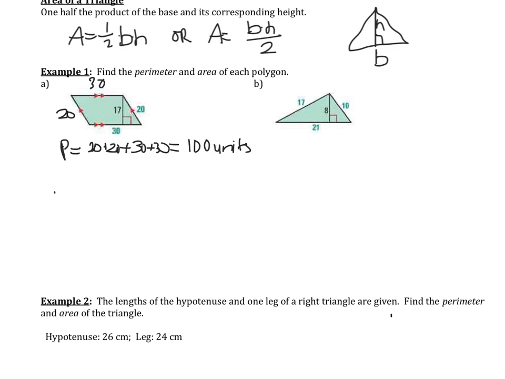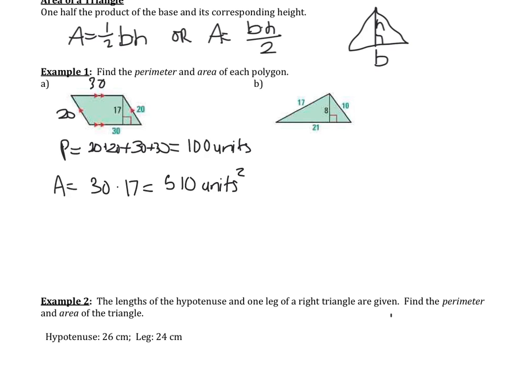Our next one, then our area, this is a parallelogram. So I just take my base times my height. My base is going to be this bottom number right here. And my height is not 20, but it is 17. It's what comes down and is perpendicular. So I've got 30 times 17, which equals 510. And again, they didn't give us feet or a specific unit, so we just say units squared.